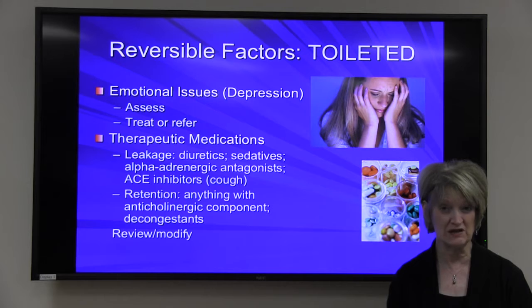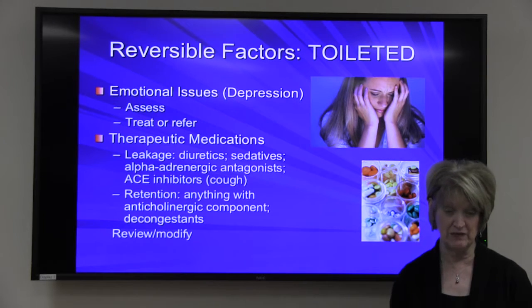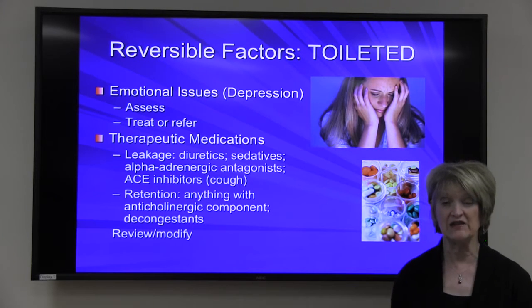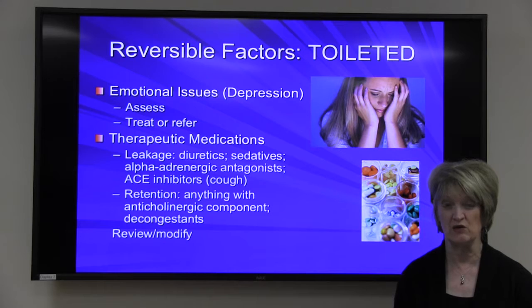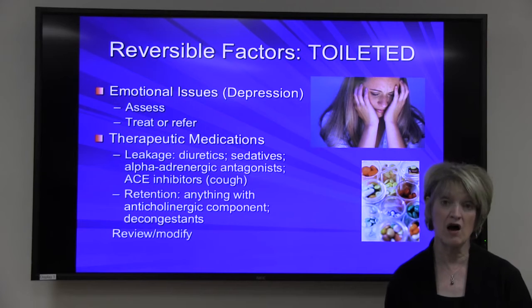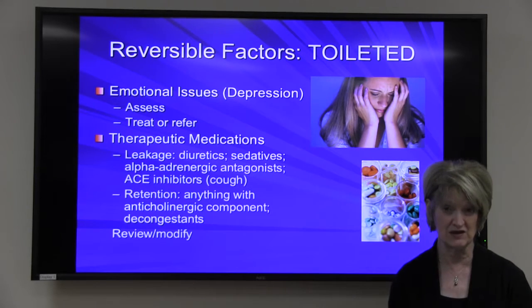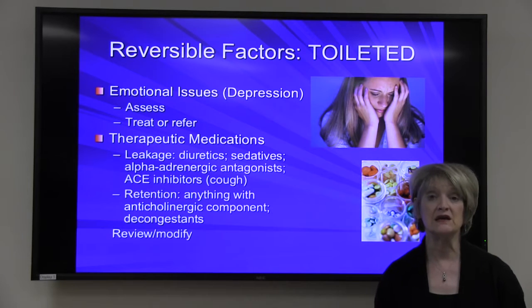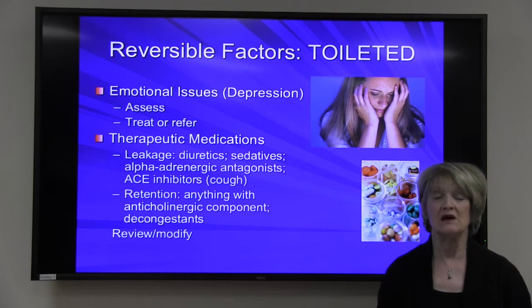So the take-home message for us is to always screen for depression. If that patient is found to be depressed, either treat if you're an NP or refer if you're not advanced practice. And when you're treating a woman for depression, think about treating with duloxetine, because that's the medication that has been shown not only to improve clinical depression, but also to reduce the frequency and severity of stress incontinence.